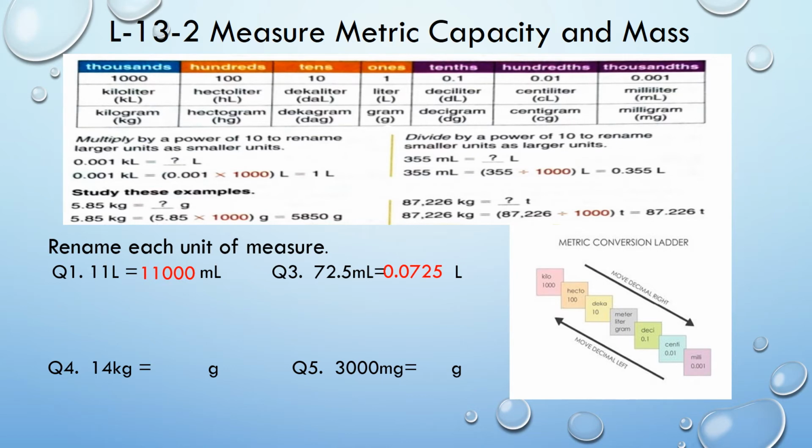0.072. Yes, correct. What is the answer of 14 kg, and how many grams? Just check. Kg to gram. You go down again. Down means right. Your decimal point is here: 1, 2 and 3 zeros. That means after 14 is 14,000 gram. Check. Yes, 14,000 gram.